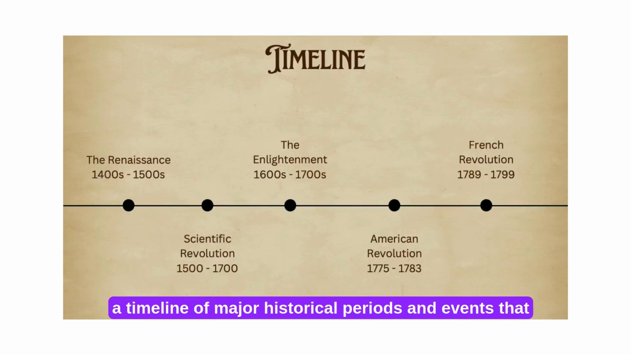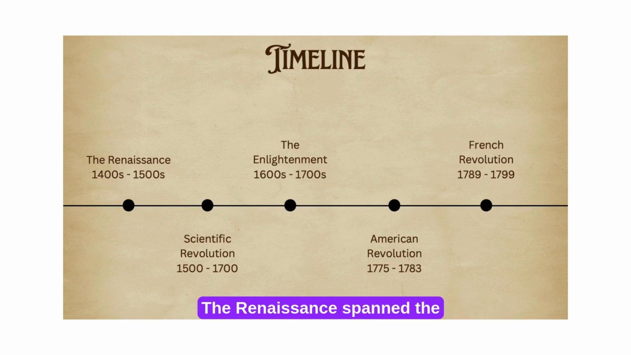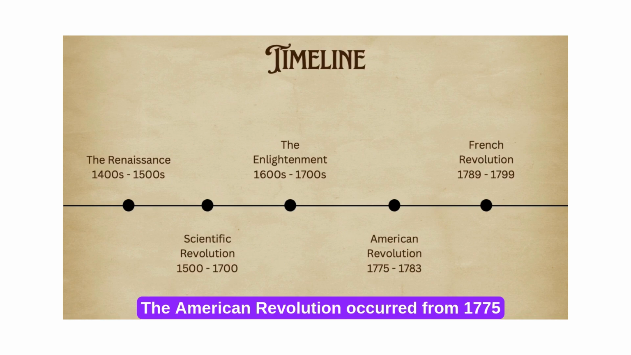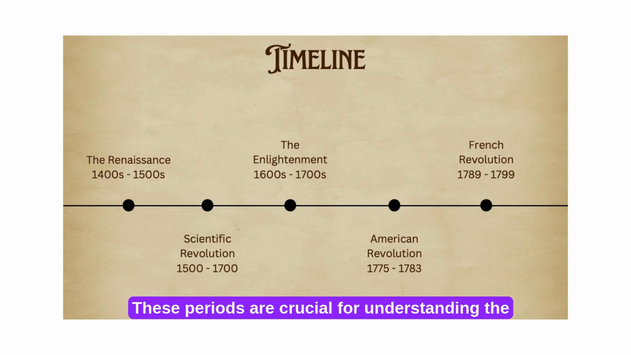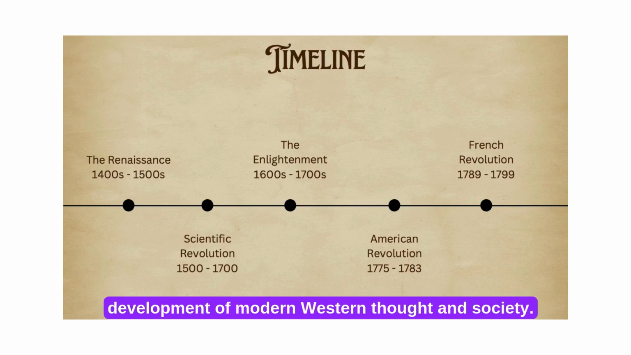Here is a timeline of major historical periods and events that we will cover. The Renaissance spanned the 1400s to the 1500s, followed by the Scientific Revolution from 1500 to 1700. The Enlightenment took place during the 1600s and 1700s. The American Revolution occurred from 1775 to 1783, and the French Revolution from 1789 to 1799. These periods are crucial for understanding the development of modern Western thought and society.